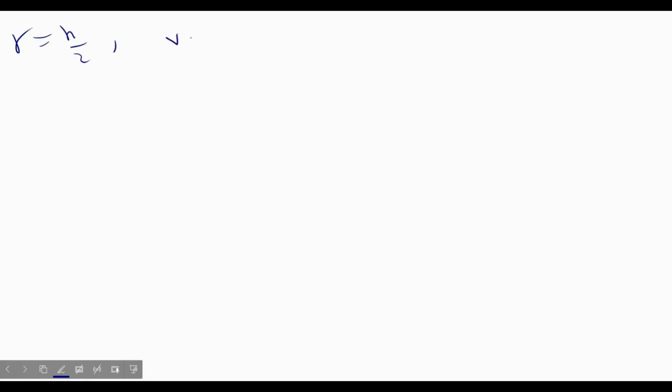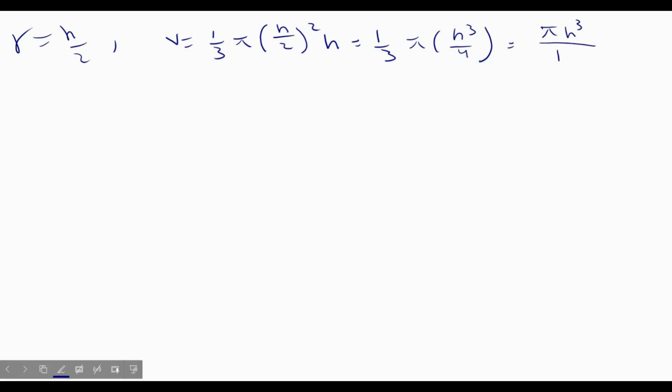So now we have that r is h over 2, and we have this equation that v equals 1/3 times pi times r square times h. Instead of r square, now I can replace it with h over 2, so this is squared, here it's multiplied by h. This also equals pi. So here we have h square multiplied by h, it's going to become h cube over 4. So in fact this can be written as pi h cube over 12. So let's differentiate this implicitly.